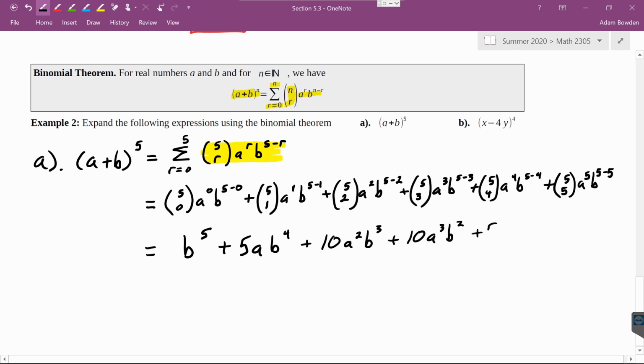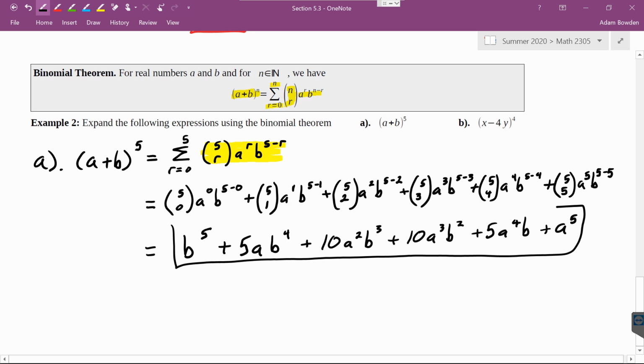5 choose 4 is 5. So that's going to be 5a to the fourth b to the first. And 5 choose 5 is 1. So that's going to be a to the fifth. And then b is not going to be there since it's going to be b to the 0. And that's just 1. So that's how this whole binomial expands by the binomial expansion.